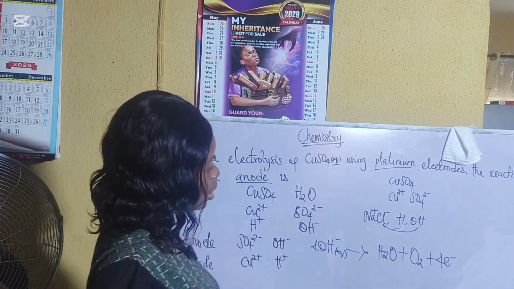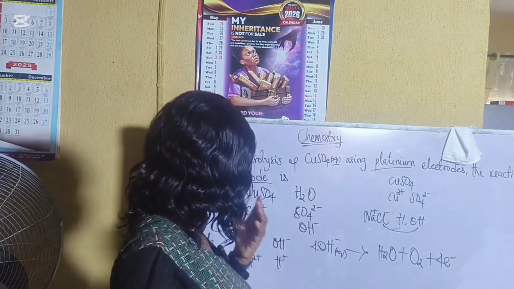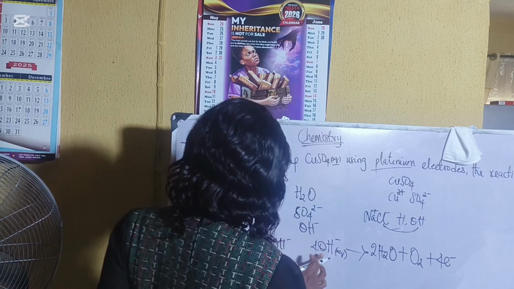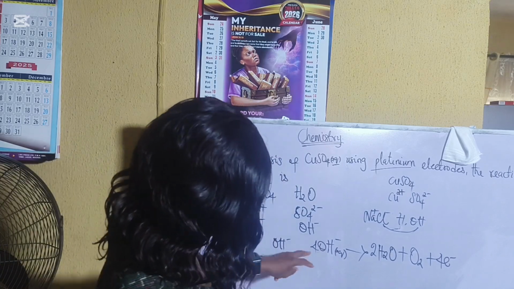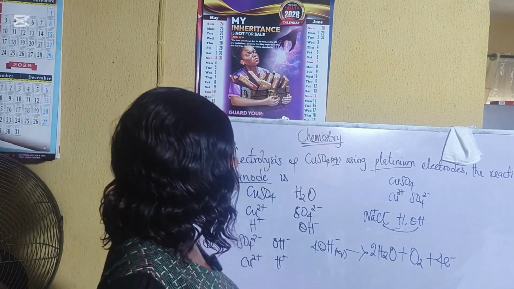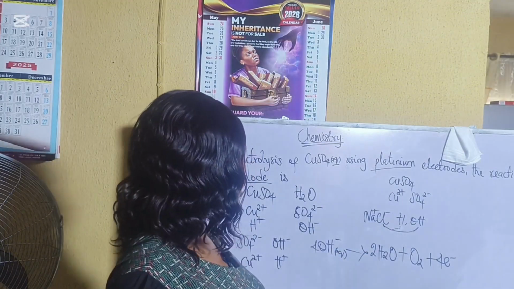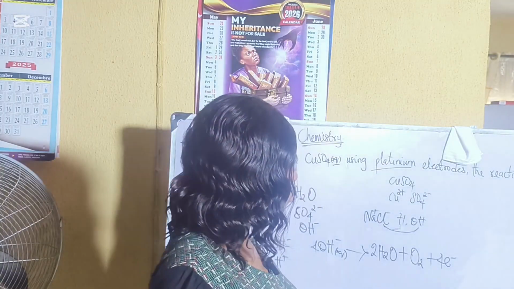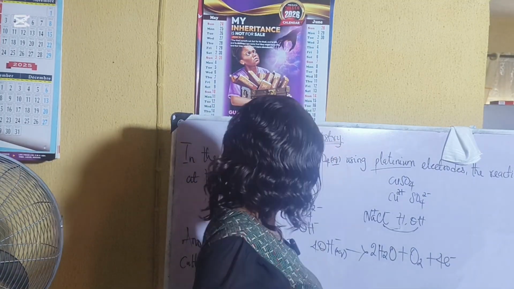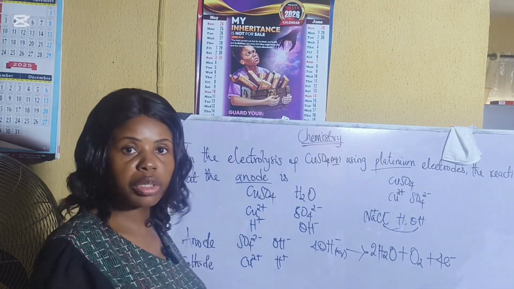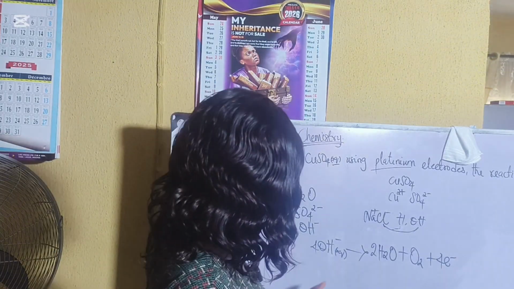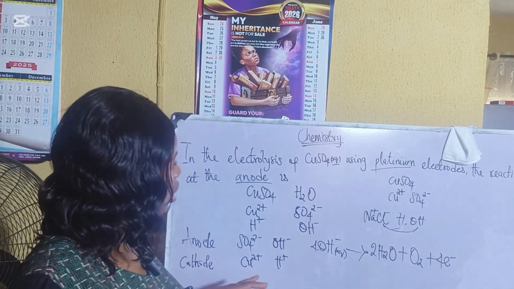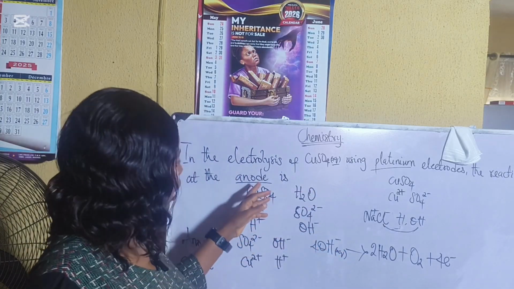Each time OH is discharged, we have molecules of water, I think 2 molecules of water. Let's see if the equation is balanced. This is 4, this is 4. Yes, and this is 2, this is 2. Good. So this is what happens at the anode. Each time OH is discharged, we always have 2 molecules of water, 1 molecule of oxygen, as well as 4 electrons being lost. So this is the expected reaction that is taking place at the anode.